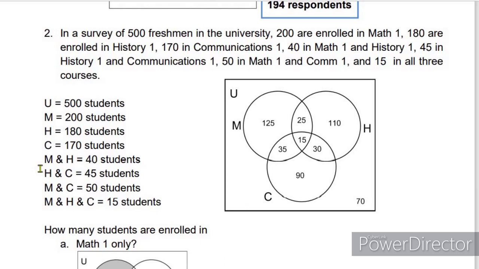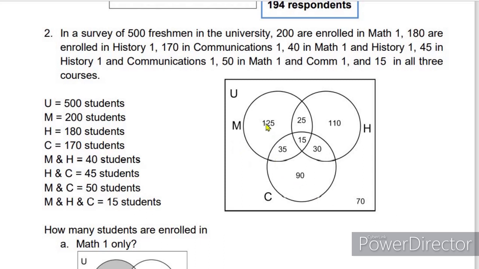Next, number 2 problem. In a survey of 500 freshmen in the university, 200 are enrolled in Math 1, 180 are enrolled in History 1, 170 in Communications 1, 40 in Math 1 and History 1. That's why you will notice all those figures are inside their designated areas. So 45 in History 1 and Communications 1, 50 in Math 1 and Communications 1, and 50 in all three courses. Because in here, there are three sets given.